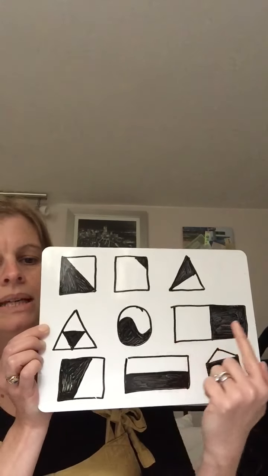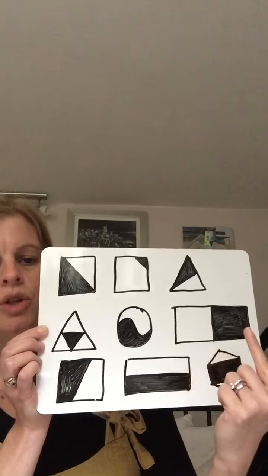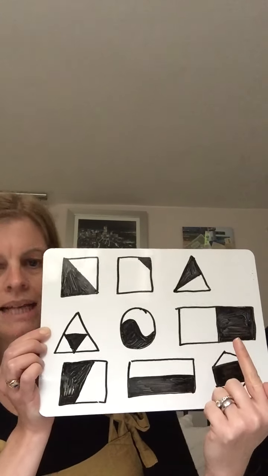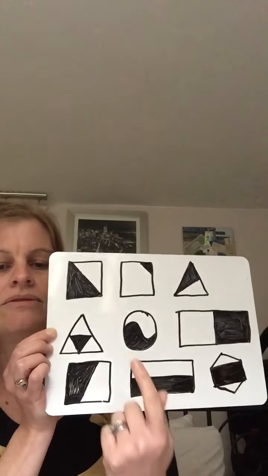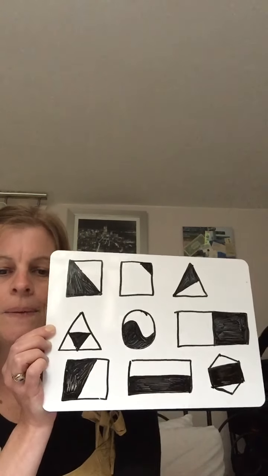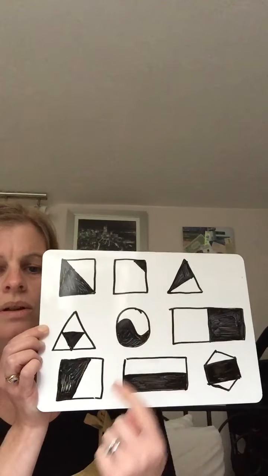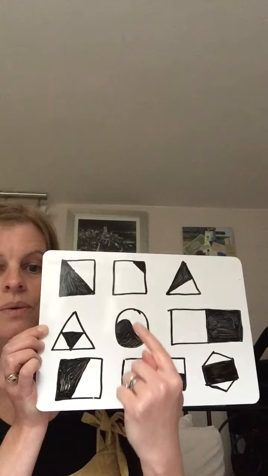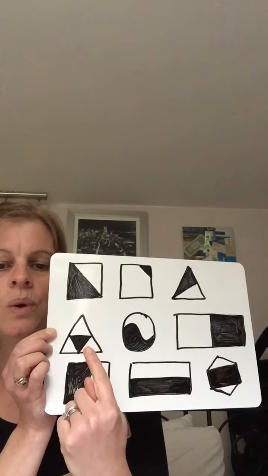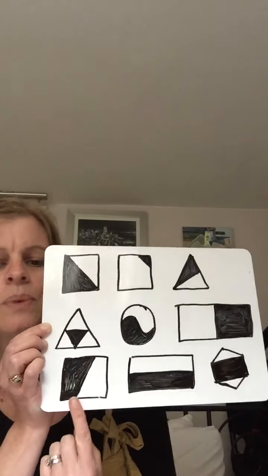Here, it's in two parts. Good. It's in two parts. Are they equal? Yes. So this one is shaded in half. This one, what do you think? Two parts. Do they look equal? Yeah, I think they look equal. That shape is shaded in half. This one, oh, it's one part shaded in, but look, got 3 other parts there. Is that one shaded in half? No, that one is not shaded in half. This one?